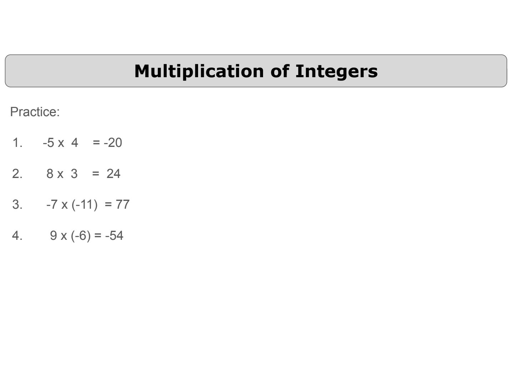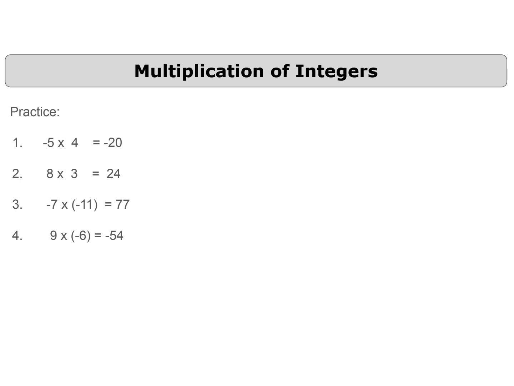For number 1 and 4, we had factors that had different signs. Therefore, our product was negative. For number 2 and 3, the factors had the same signs. Therefore, our product was positive.